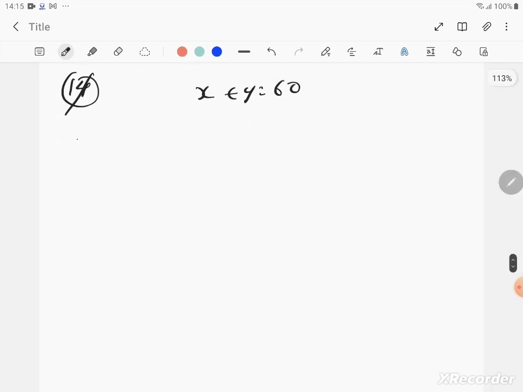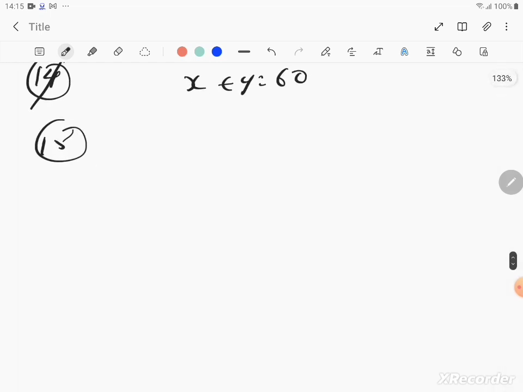Sum number 15. Find the two positive numbers such that x and y, such that the sum is 35. The product has to be maximum. So in this again, you can choose to write whatever you want.